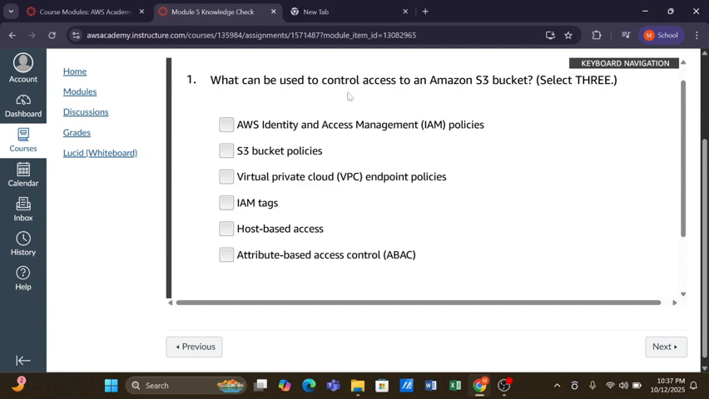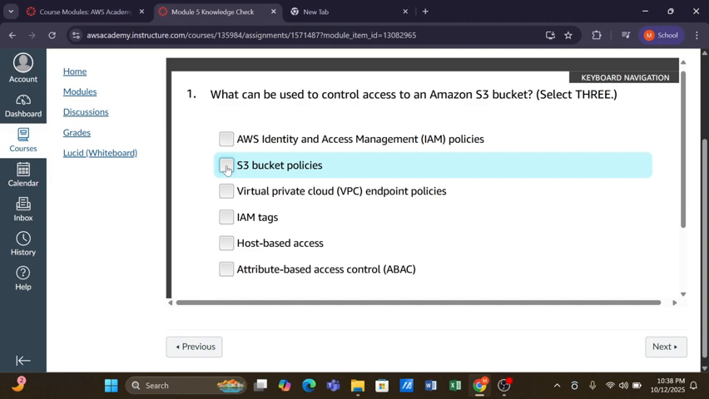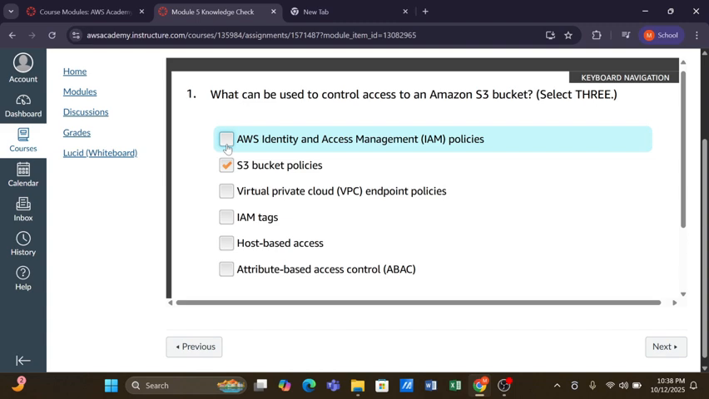What can be used to control access to an Amazon S3 bucket here? We have to select three options. The options we have are AWS Identity and Access Management Policies, S3 Bucket Policies, Virtual Private Cloud Endpoint Policies, IAM Tags, Host-Based Access, and Attribute-Based Access Control. So for setting up S3 buckets, we will focus on S3 bucket policies, along with the AWS Identity and Access Management Policies and Virtual Private Cloud Endpoint Policies.